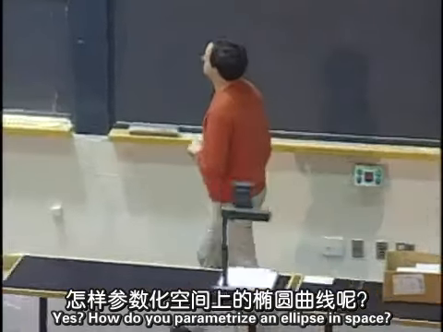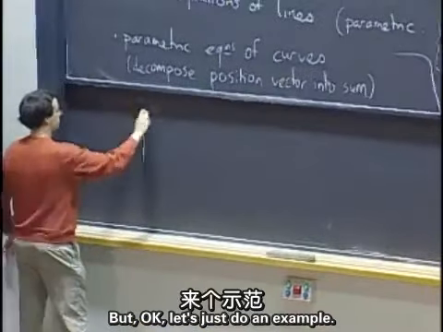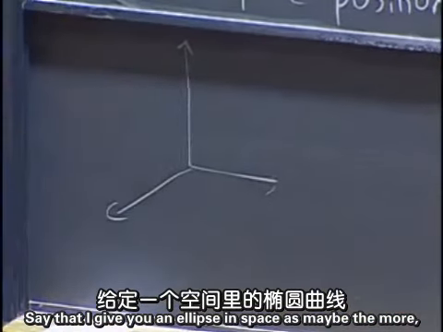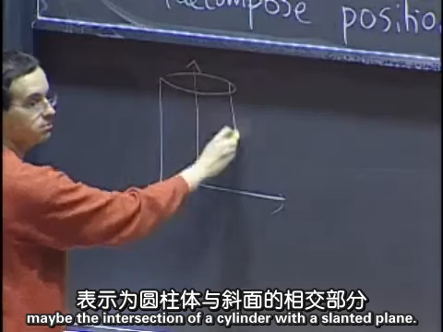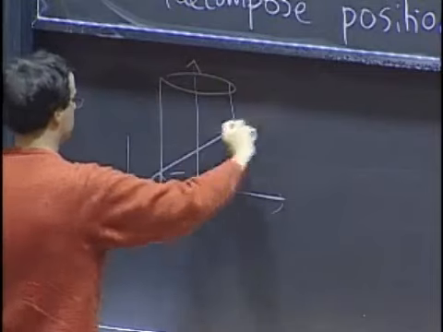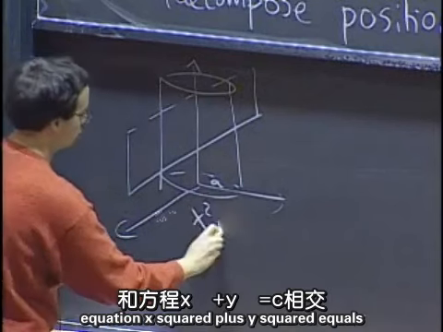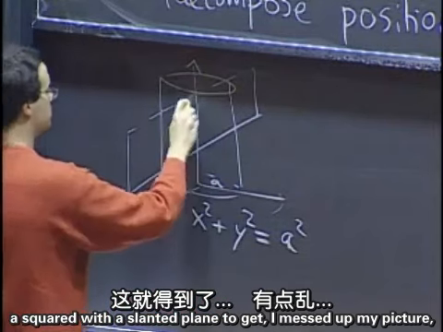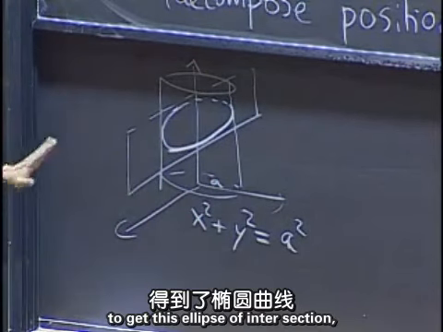Yes? How do you parameterize an ellipse in space? Well, that depends on how it's given to you, but okay, let's just do an example. Say that I give you an ellipse in space. One way to get an ellipse in space is as the intersection of a cylinder with a slanted plane. That's the kind of situation where you might end up with an ellipse. So if I'm intersecting a cylinder with equation x squared plus y squared equals a squared with a slanted plane to get, oh, I messed up my picture, but to get this ellipse of intersection.